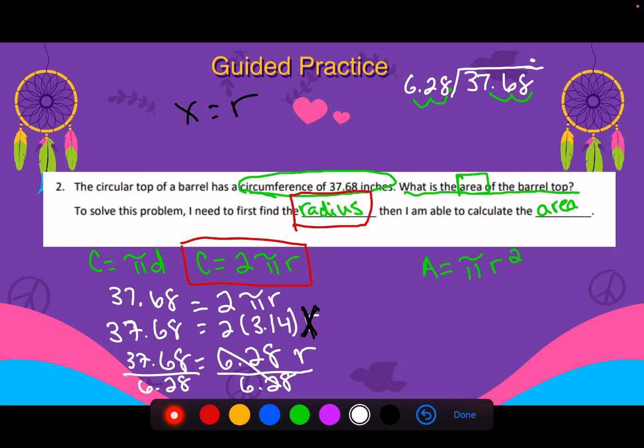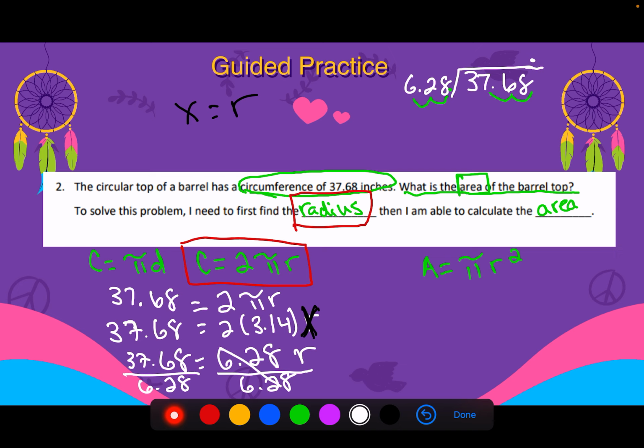So can 628 go into 3? No. Can it go into 37, sorry? No, it cannot. So can 628 go into 376? No, it still cannot. Can 628 go into 3,768? Yes. How many times? So we're going to go ahead and try that out.